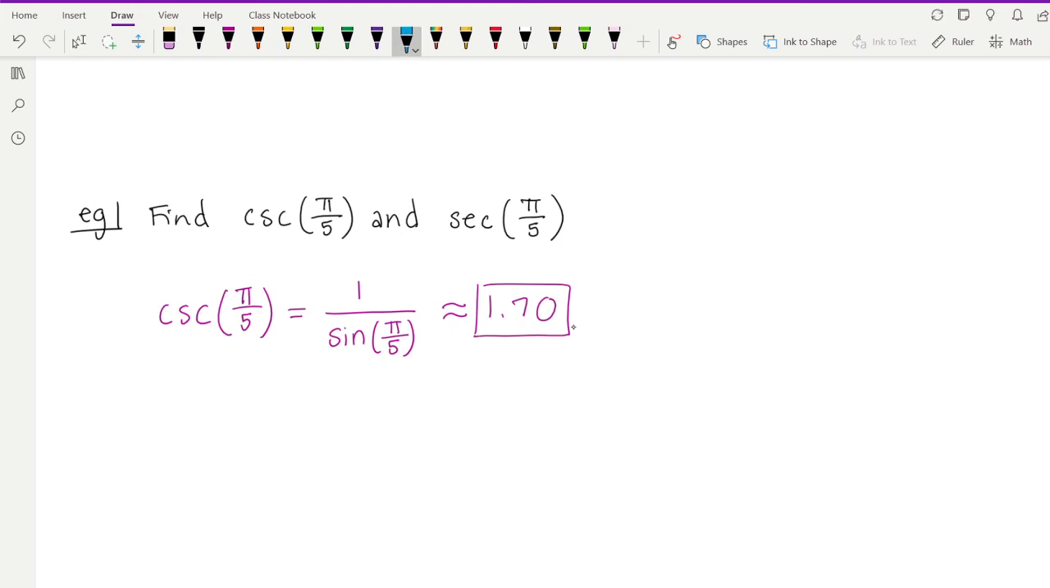And then similarly to find secant of pi over 5, you would type into your calculator 1 over cosine of pi over 5. And that would come out to be approximately 1.24.